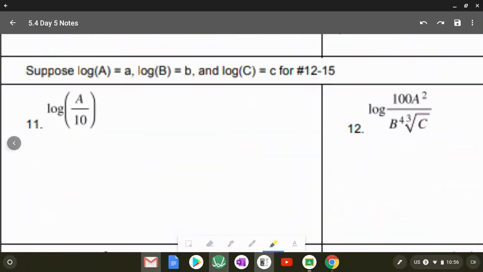If we take a look at the last section here, it's giving us a key. It's saying log of capital A is going to be equal to lowercase a. Same for B, same for C. We're going to use that for 11 through 14.